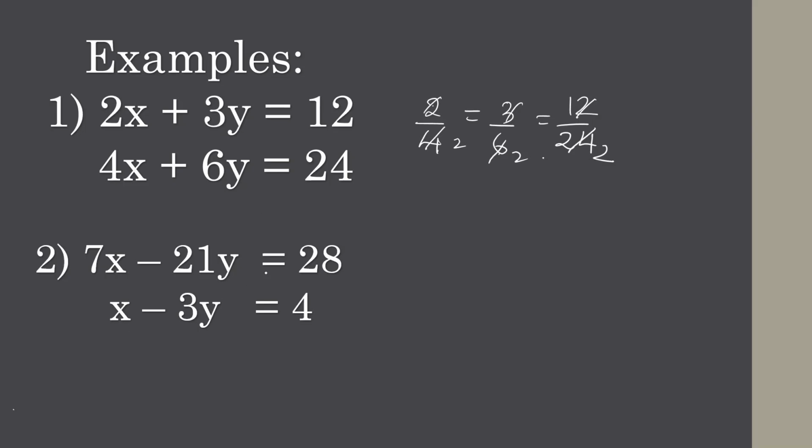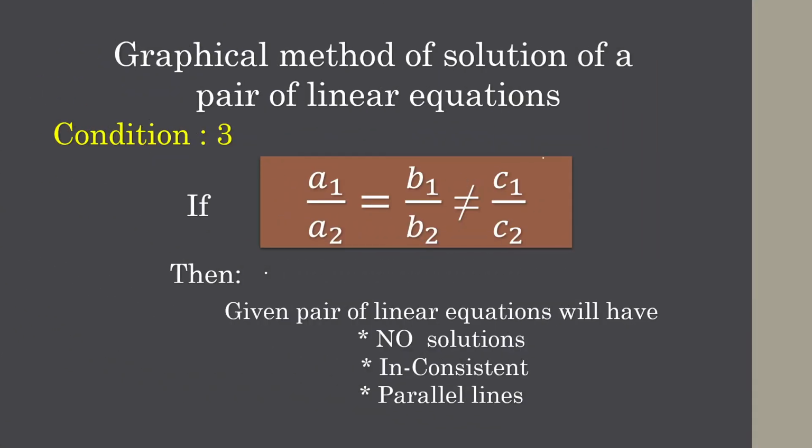We'll go for the third condition. Condition number 3, a1 by a2 is equal to b1 by b2 but not equal to c1 by c2. If the system matches this condition, then we'll have no solution. Inconsistent, there is no solution, then these lines are inconsistent and the graph will be parallel lines. If I draw the graph, the lines will be parallel, they do not intersect.